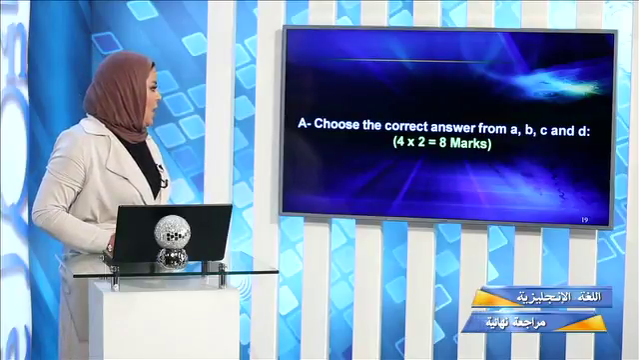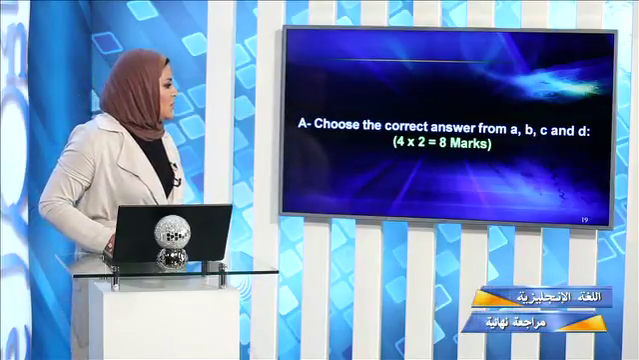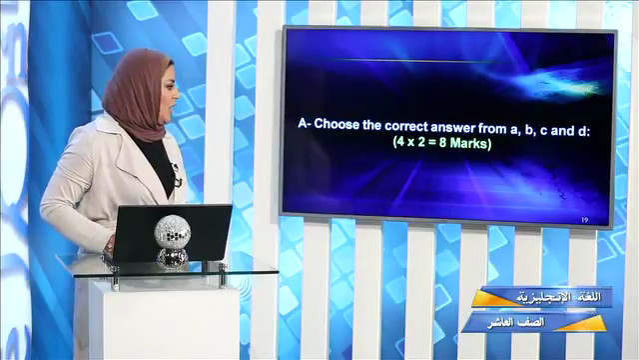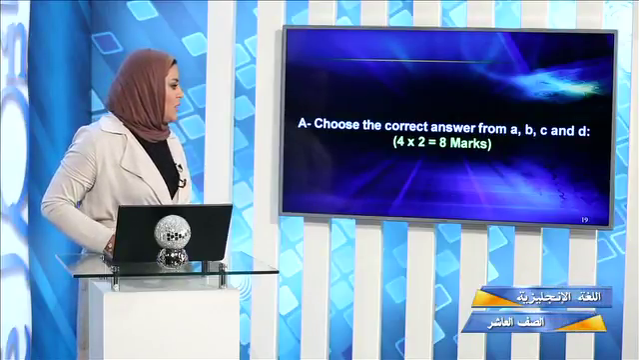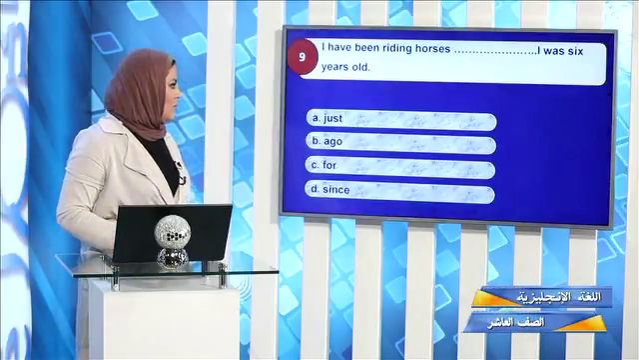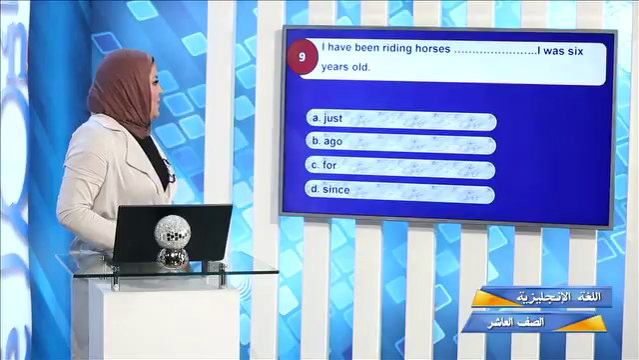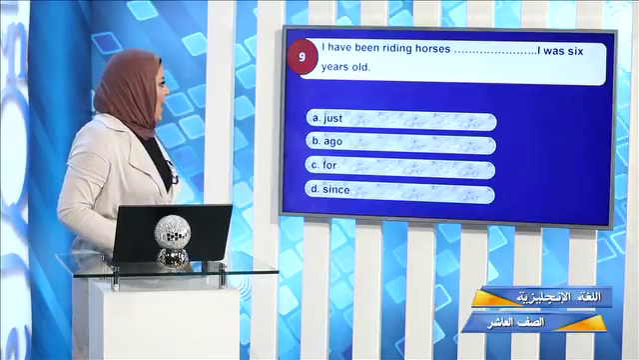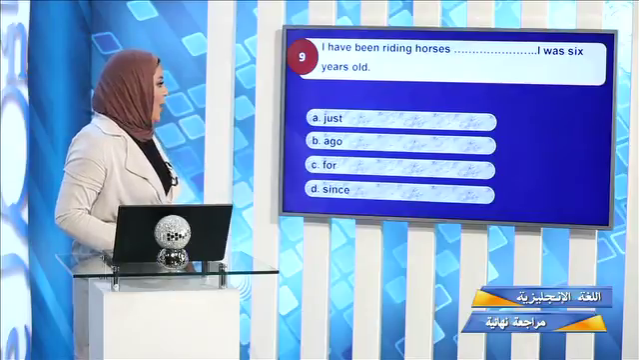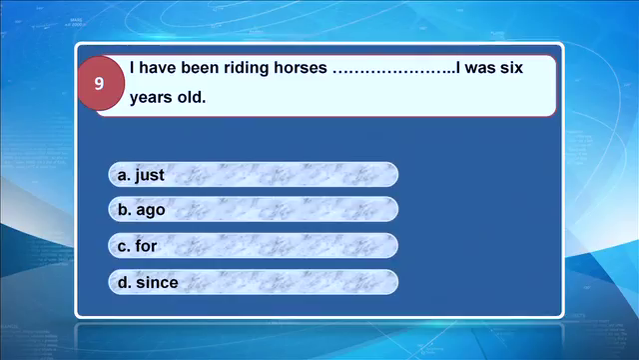So for number A, choose the correct answer from A, B, C, and D. So here we're going to be choosing the answer. 4 sentences by 2, total of 8 marks. Let's look here at this example question. I have been riding horses. I was 6 years old, and we have options: just, ago, for, and since. Well, here we have a specific time.